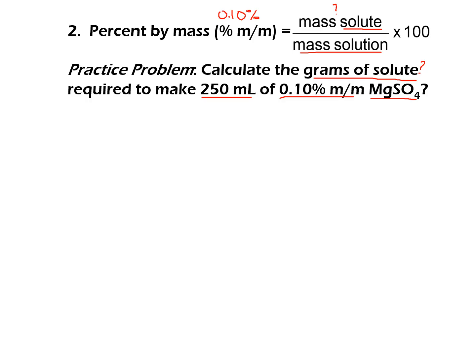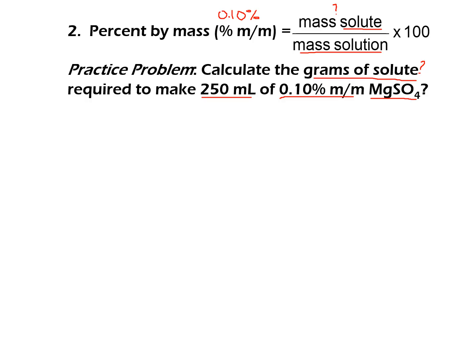This is like 99.9% water. Now, we know what the density of water is. The density of water is the easiest thing in the world to memorize. The density of water is 1 gram per milliliter. So how does that help us?